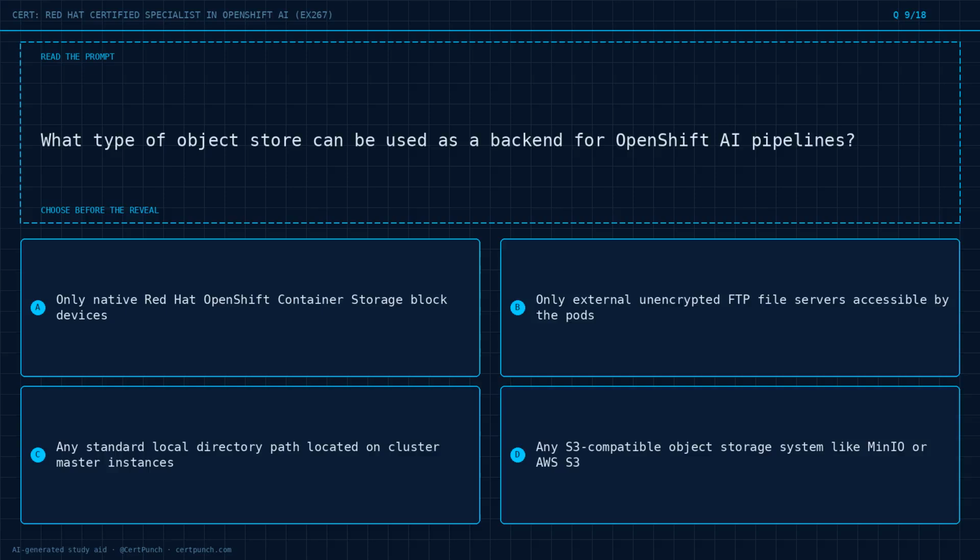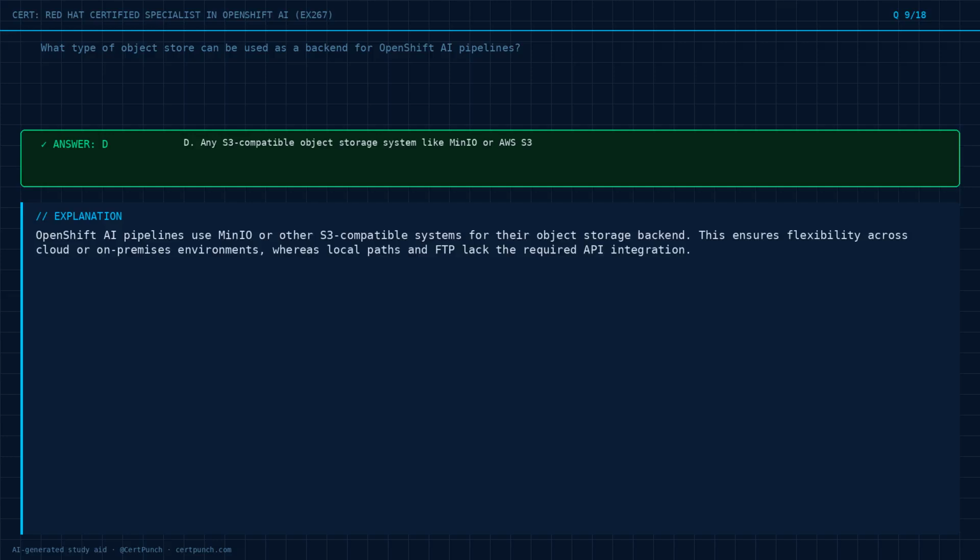Choose the best answer before the reveal. The correct answer is option D. Any S3-compatible object storage system like MinIO or AWS S3. Key point: OpenShift AI pipelines use MinIO or other S3-compatible systems for their object storage backend. This ensures flexibility across cloud or on-premises environments, whereas local paths and FTP lack the required API integration.